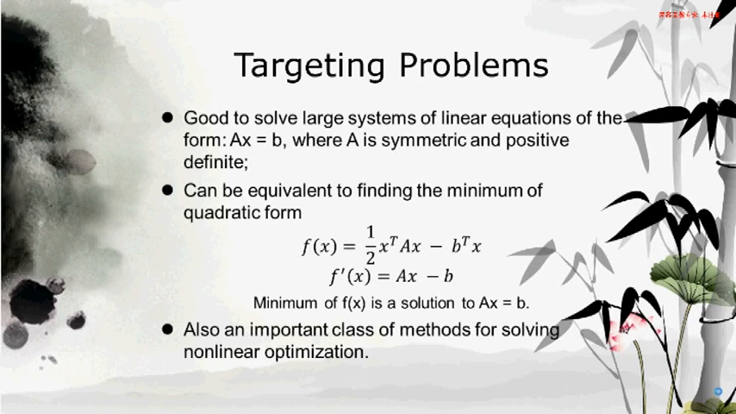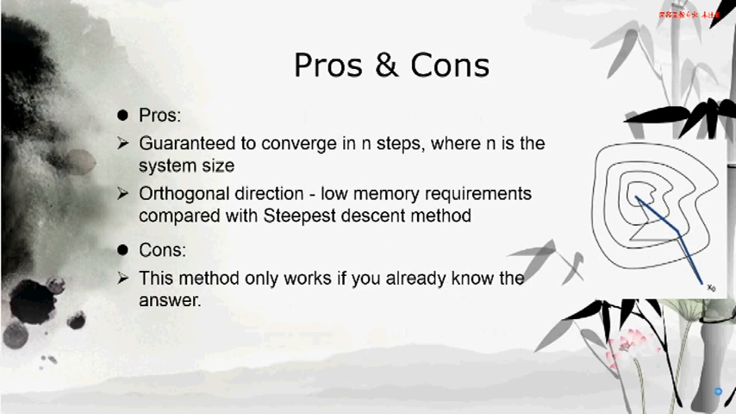Now let's come to the pros and cons part. To begin with are the pros. The first advantage I want to mention is that the conjugate gradient method is guaranteed to converge in n steps, where n is the system size. This is very important for calculations because even before you run the calculation, you can know exactly how many iterations it will go and when it will stop.